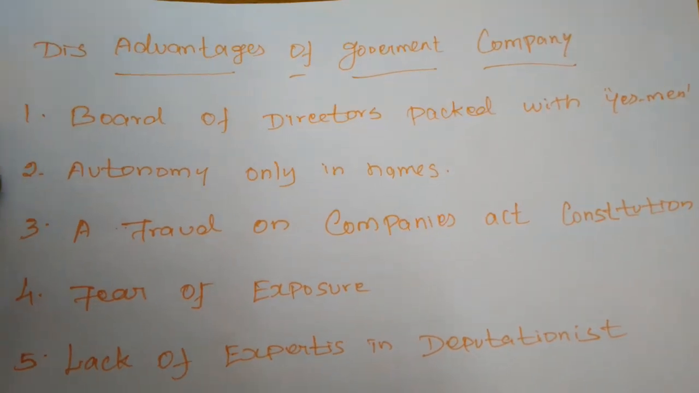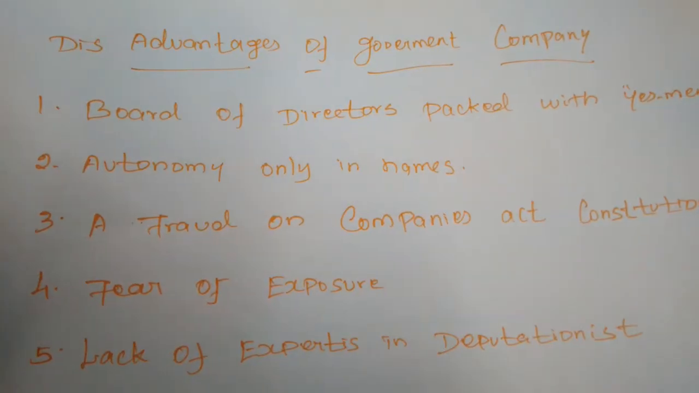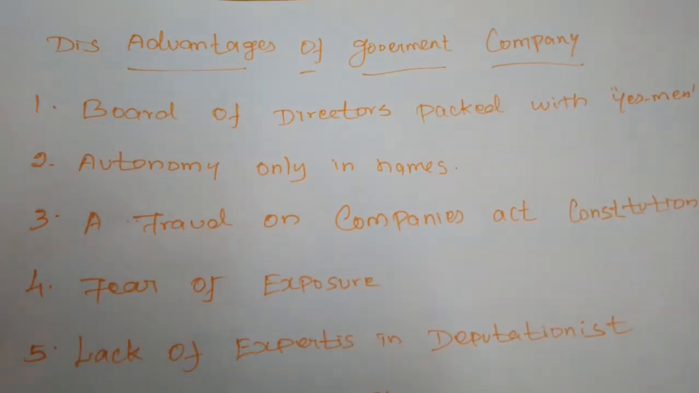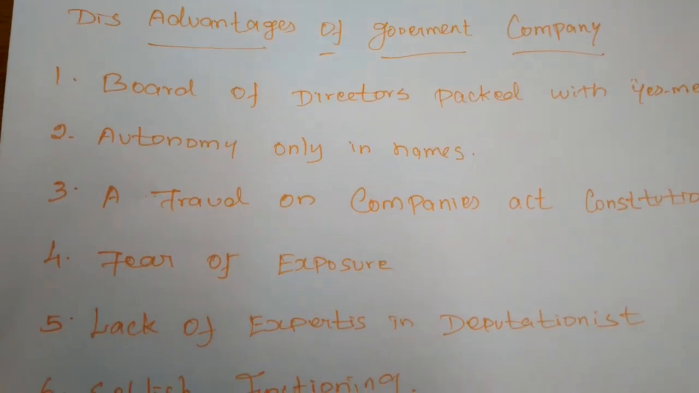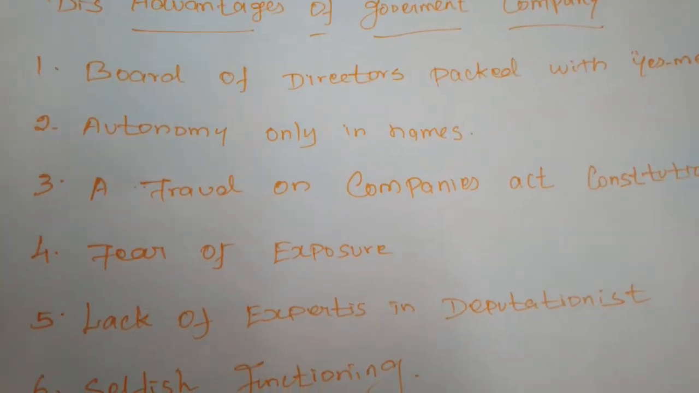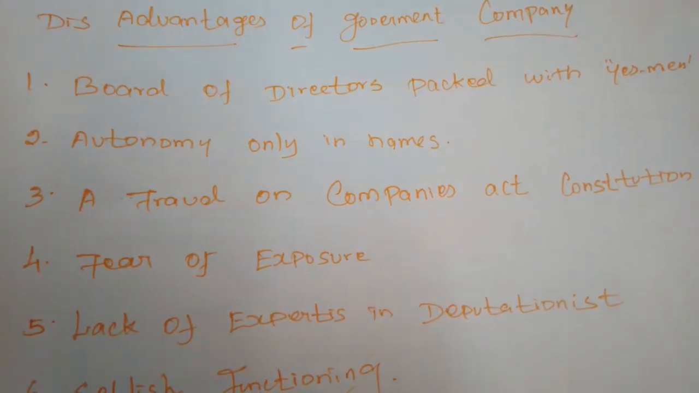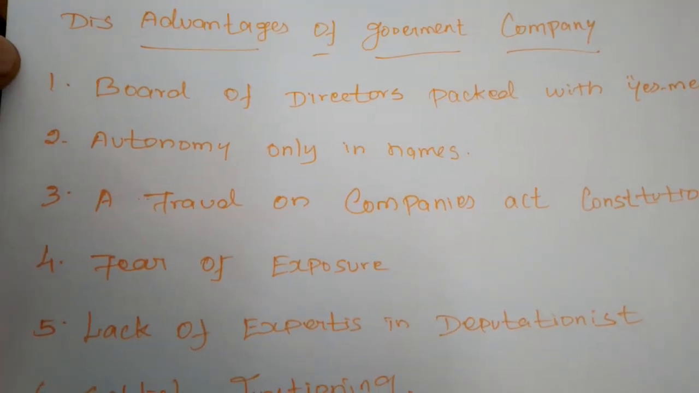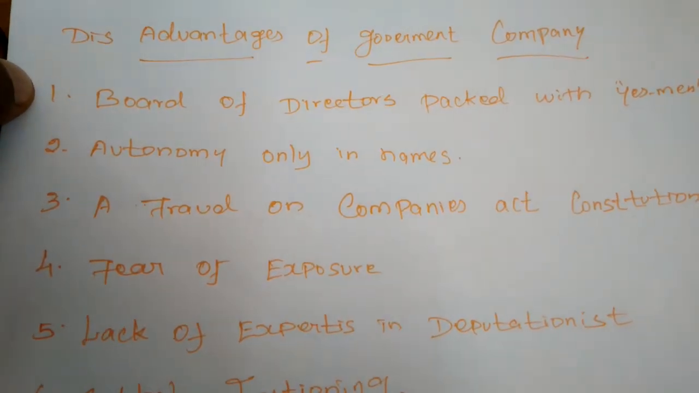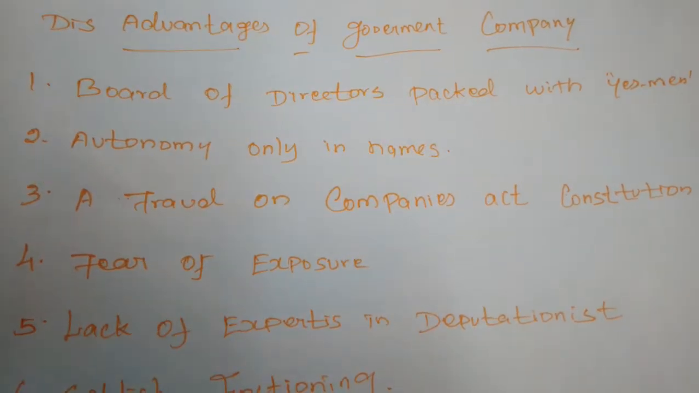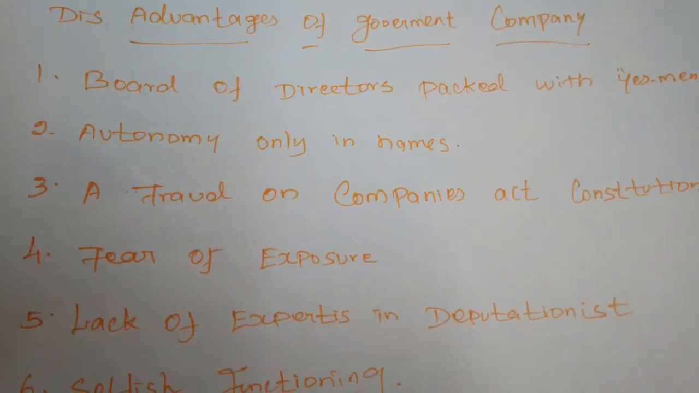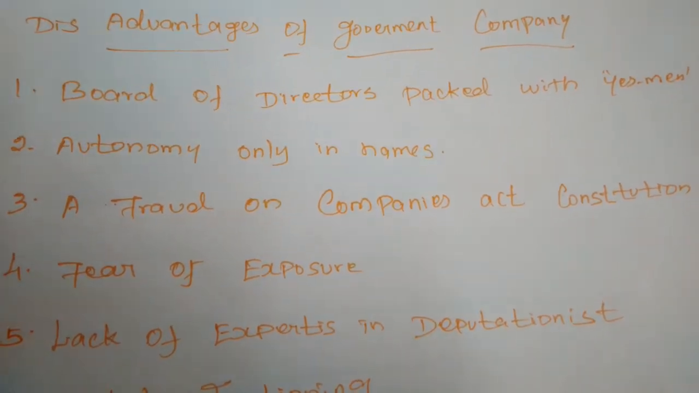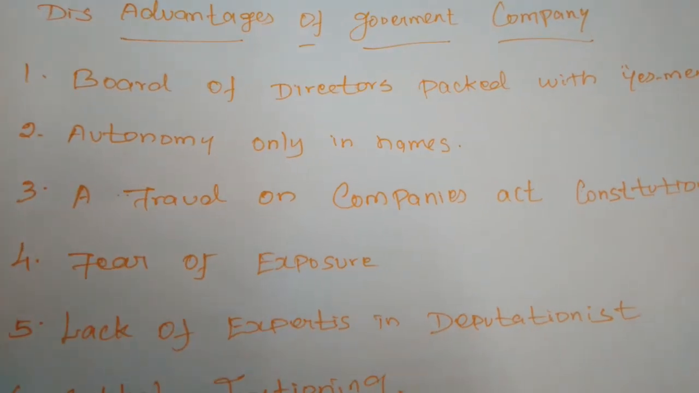The first disadvantage of the government company is that the board of directors is packed with yes men. Yes men means, in some companies, many of the clerks, managers, and workers will say yes boss, yes boss, yes boss, even if the boss tells them something wrong. So all the managers will be yes men to their board of directors, and some of the board of directors have the same character toward the ministers or other higher authorities.